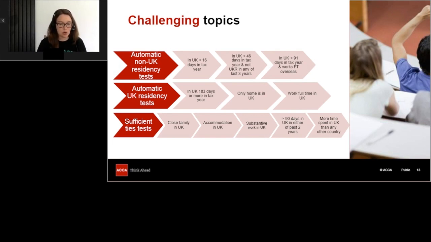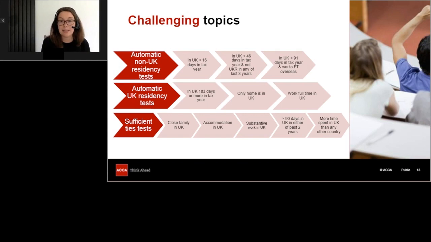So any of the three things: they spend less than 16 days in the tax year in the UK, or they spend less than 46 days, but they've not been a UK resident in any of the last 3 years, or they have spent less than 91 days in the UK in the tax year that you're looking at, and they work full-time overseas. So any one of those three, doesn't matter. If just one of them applies, tick against one of them, they are an automatic non-UK resident, and that's you, stop with the tests.